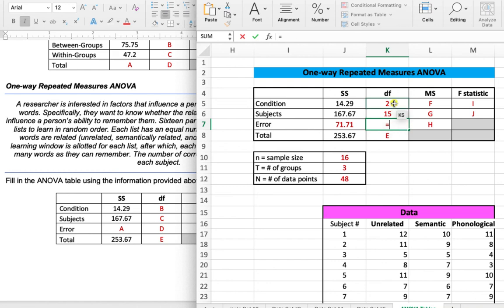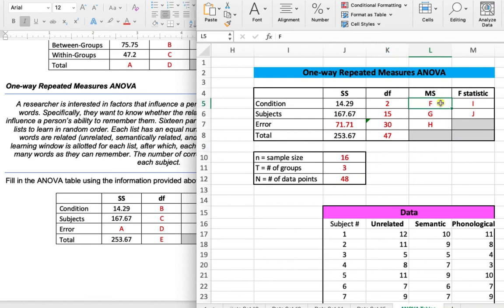So you could do this cell times this cell, or if you want to follow the formula I gave you, we could do n minus 1 times t minus 1. Both of them, it'll end up being the same. Okay, because 2 times 15, 30. Woohoo! And then our final total degrees of freedom is going to be equal to our total number of data points minus 1, which gives us 47.